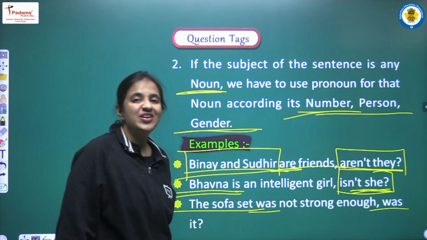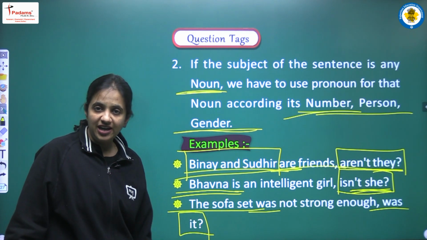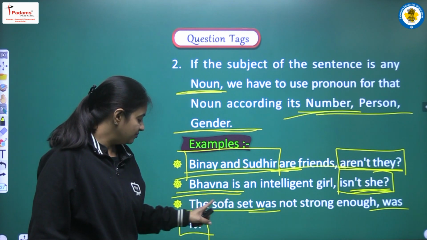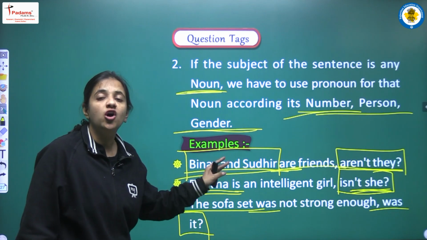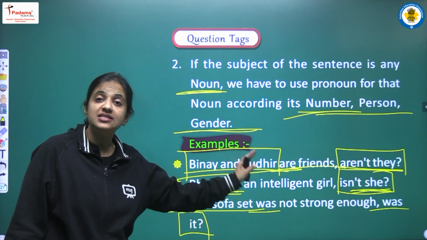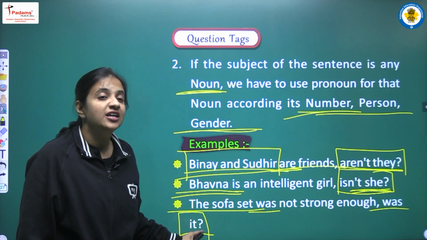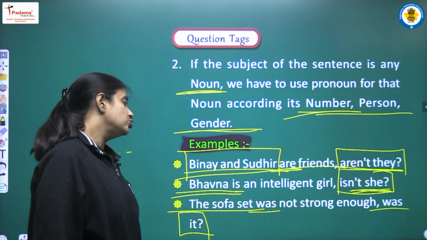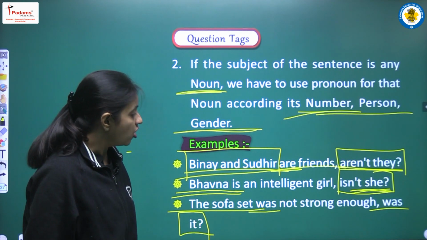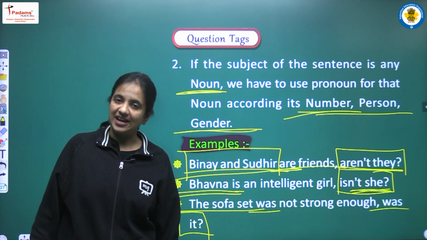And after that, we have to write a pronoun, so we are using "it." Why are we using it? Because the subject of the sentence is a non-living object, a non-living thing, that is the sofa set. So for all the non-living things, we have to use "it." So the complete sentence will be: the sofa set was not strong enough, was it? Okay, so this is the second rule.